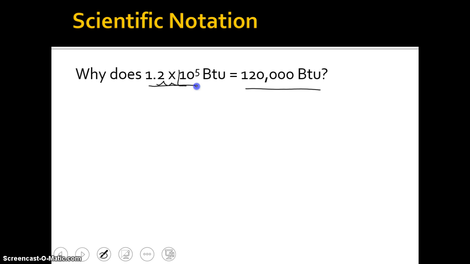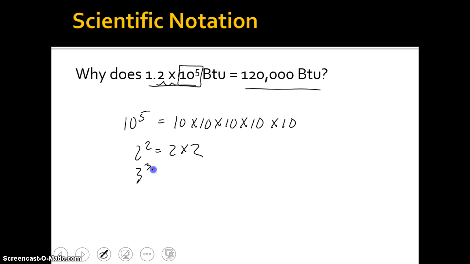The key here is your exponent, okay? If I have 10 to the fifth power, that equals 10 times 10 times 10 times 10 times 10, right? Because if you have 2 squared, it's 2 times 2. If I have 3 cubed, it's 3 times 3 times 3, right? So 10 to any power is just 10 that number of times, 1, 2, 3, 4, 5. If you actually multiply this out, you're going to get 1, and then 1, 2, 3, 4, 5 zeros, right? If you use your calculator.